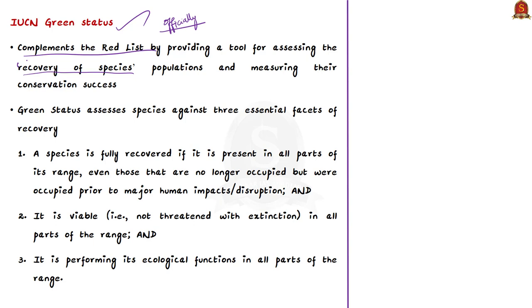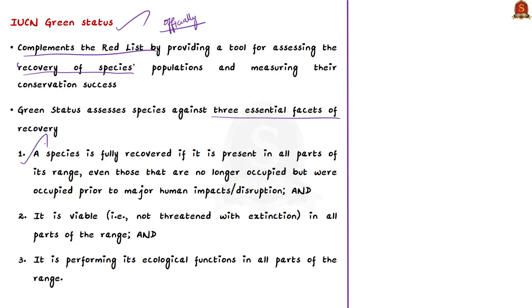And note that the species have to qualify in 3 important categories to be in the green status. The first important category is that the species have to be fully recovered, no matter whether it has been disturbed by human activities or not. But still, if a species is fully recovered and it is present in all parts of its range, then it will be put into the green status. This is the first category.